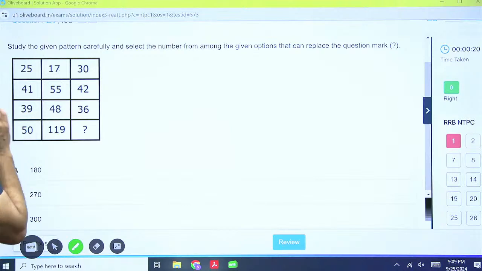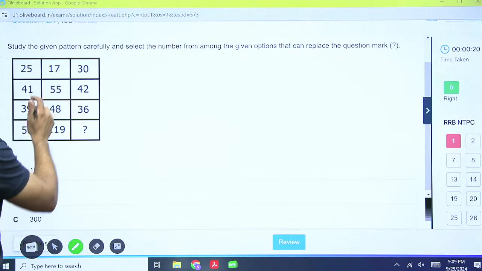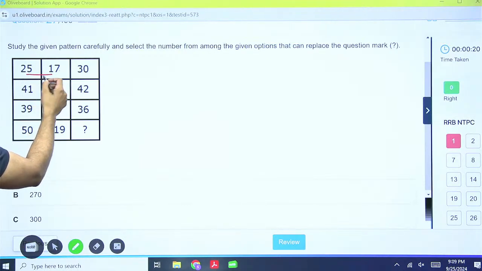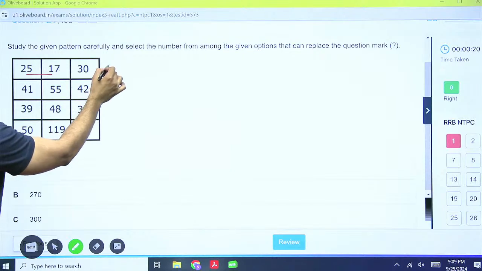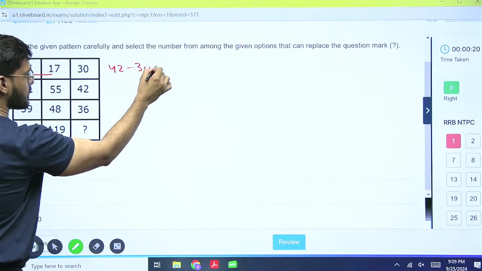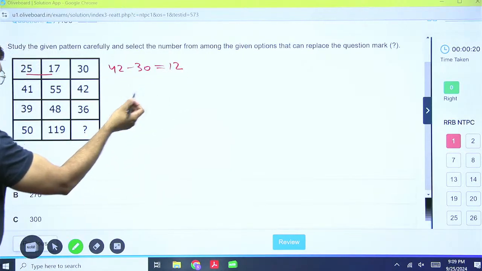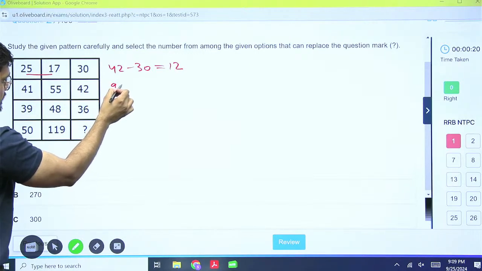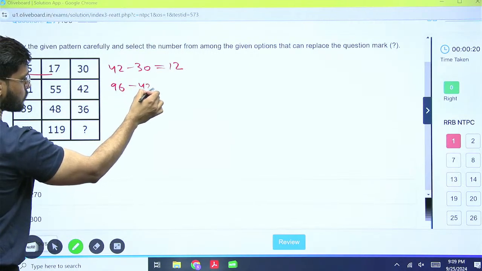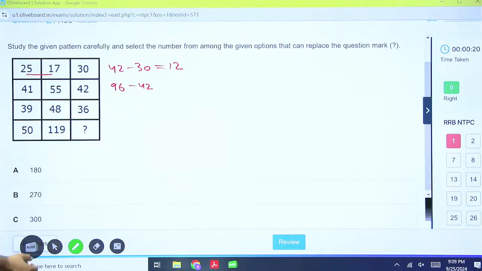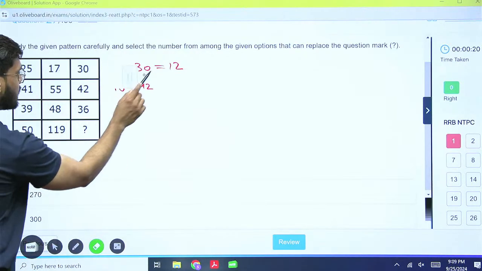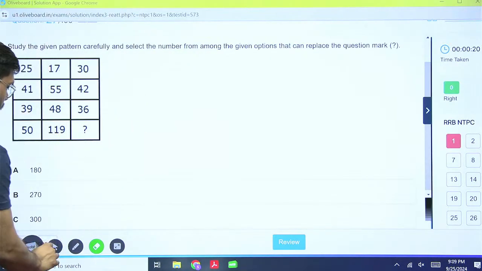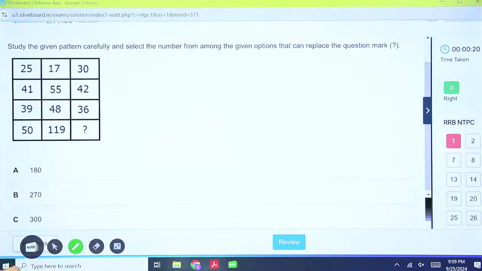Okay, then what can be the logic? 25 plus 17 gives us 42. 42 minus 30 gives us 12. If we use the same logic here, 55 plus 41, 96, and 96 minus 42, I don't think that we will get 12 as the resultant. So this logic has also failed. Okay, let's use another logic.